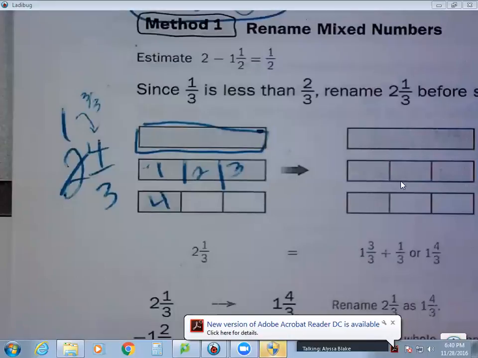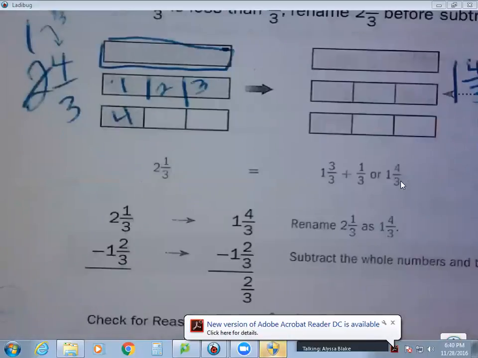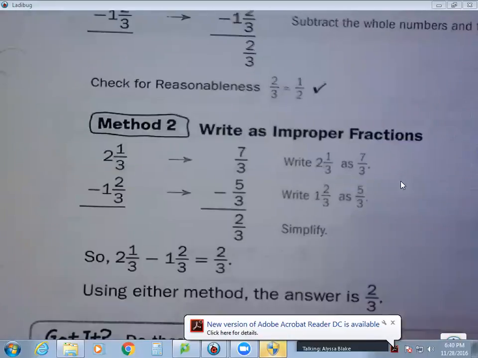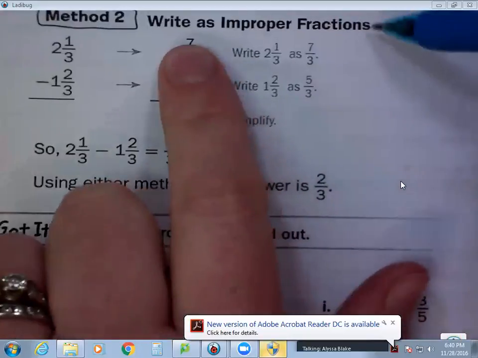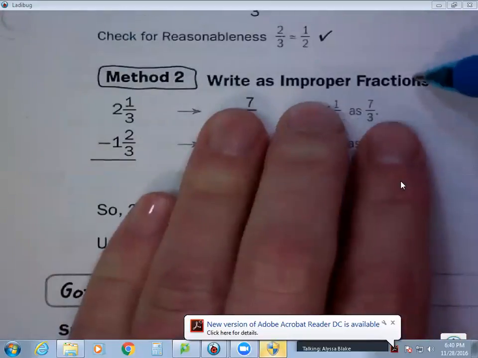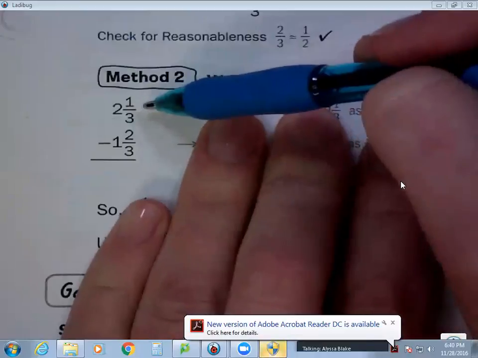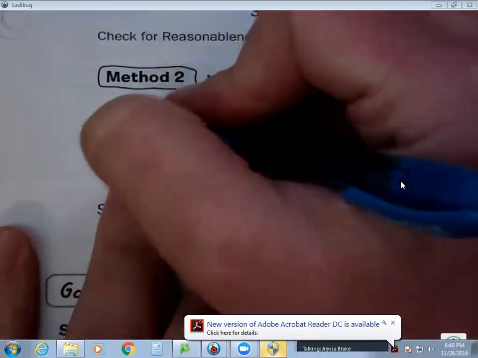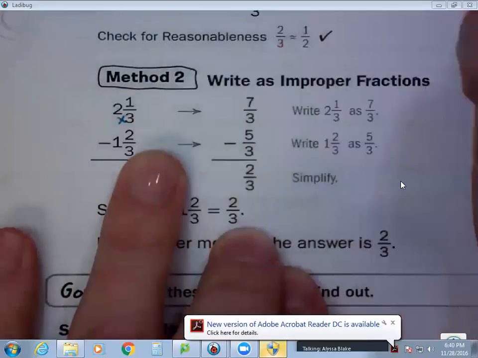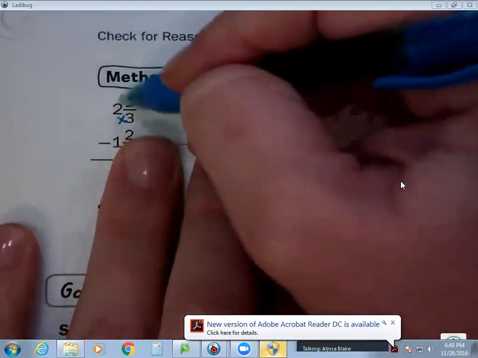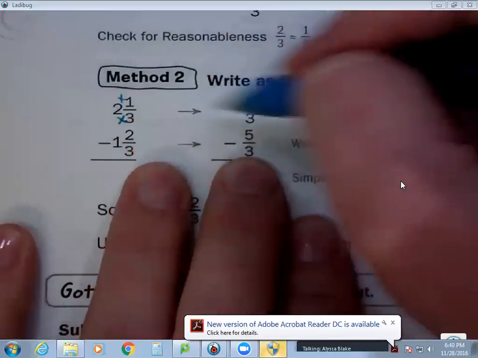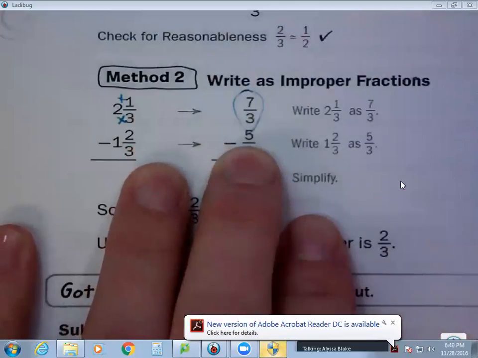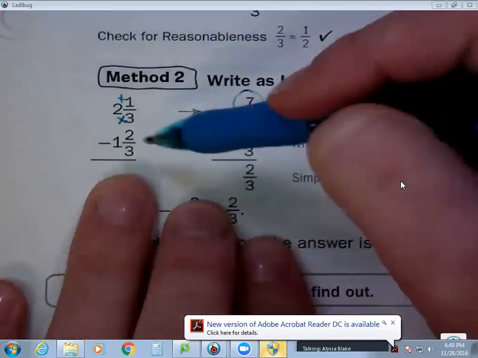But if that hurts your brain, here's what I would suggest that everyone does. It will work every time. We write this as an improper fraction. So these are mixed numbers, right? Remember how I told you we're going to change those to improper fractions? Remember on your foldable, we multiply 2 times 3 because it's really 2 wholes plus the 1. So 2 times 3 is 6 plus 1 is 7. So I have 7 thirds. This is the same as 2 and 1/3. This one is 1 and 2/3.